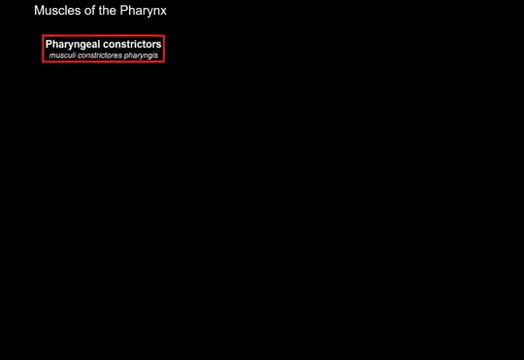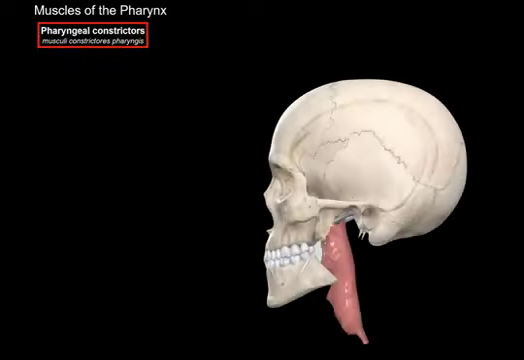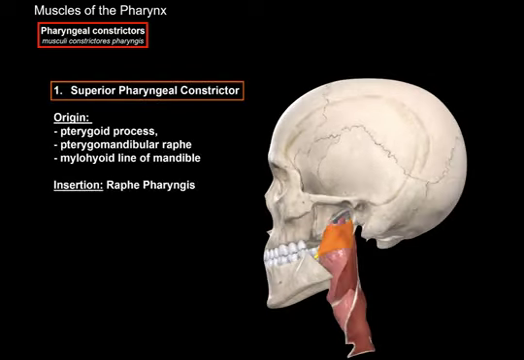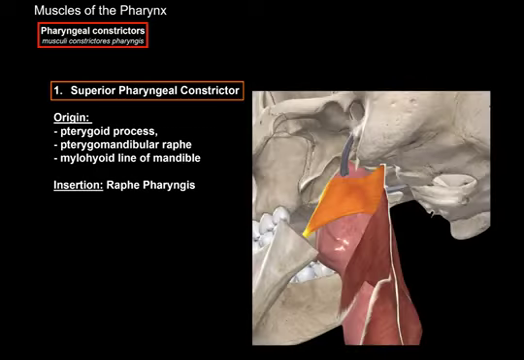Alright, so let's start with the constrictors first. So here we see the pharynx and the skull, and here we see all the 3 constrictor muscles. You have the first one, which is the superior pharyngeal constrictor. If you zoom in a little bit, you will see that it originates from the spinous process and the pterygomandibular raphe, and from the mylohyoid line of the mandible, and then it inserts at the pharyngeal raphe, as you see here. So the whole white line right here is the pharyngeal raphe. So that is this muscle.